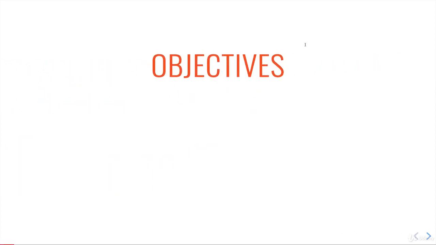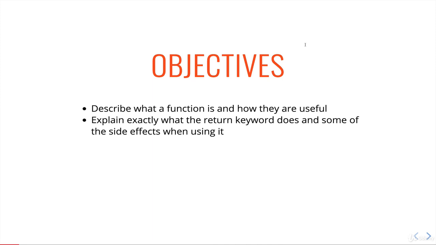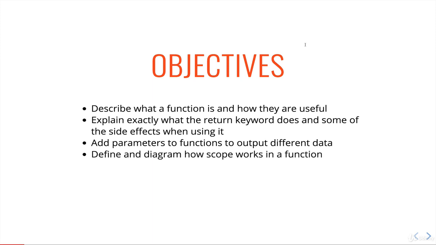And the first thing to talk about are the key objectives for the section. So first, we want to describe what a function is and how they're useful. Be able to talk about the utility they provide. Then we want to discuss what the return keyword does, be able to write a function using it, and also talk about how side effects relate to the return keyword. Then we'll learn to add parameters to functions so we can accept input and then spit out output, different output depending on the input. After that, we want to talk about how to define and diagram scope. What is scope, and then how does it work and how does it relate to functions? Lastly, we'll learn to add keyword arguments to functions.